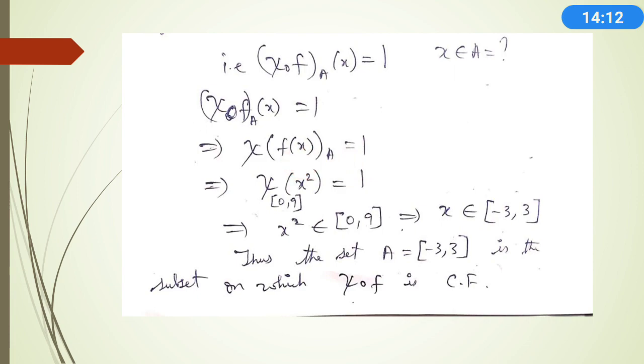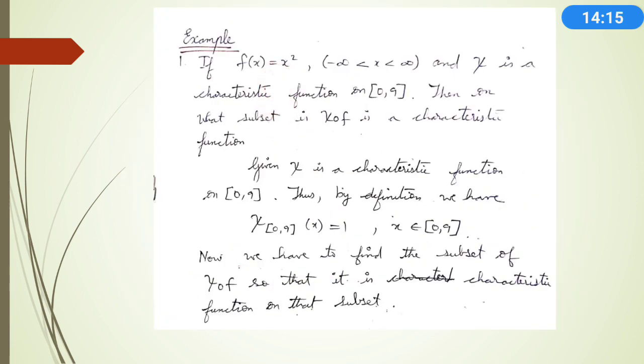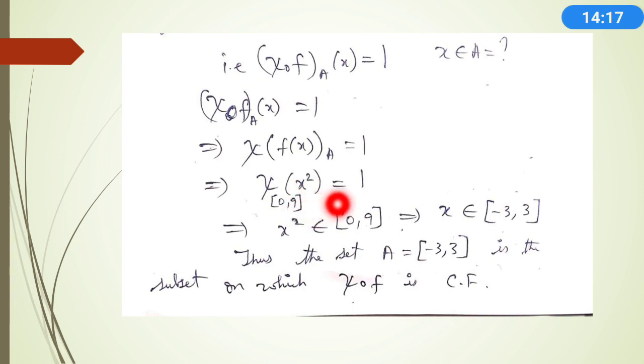What is f of x? From the question we know that it is x square. Substitute here. So psi of x square is equal to 1. We know psi is a characteristic function on which interval? Closed interval 0, 9. Therefore x square will belong to 0 and 9. So x square belongs to closed interval 0, 9. We have to find x value. So to find x value, substitute the values here. When you substitute 0, what will you get? The square root of 0, which is 0 again. When I substitute 1, I will get plus 1 and minus 1. When I substitute 2, I will get plus root 2 and minus root 2.